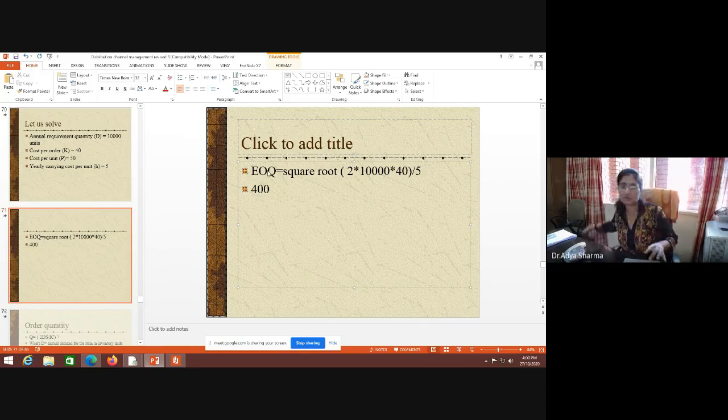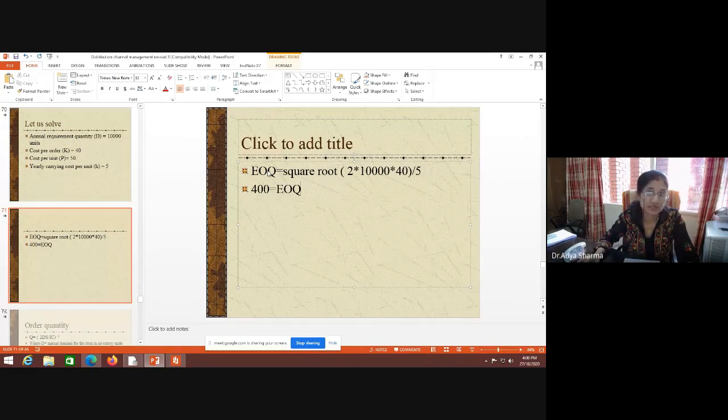Let me take out my. Yes, 400. So 400 is the economic order quantity. Fantastic, great. Now, how do I know whether this is the quantity which gives me the minimum cost? So you can actually find out the total cost.